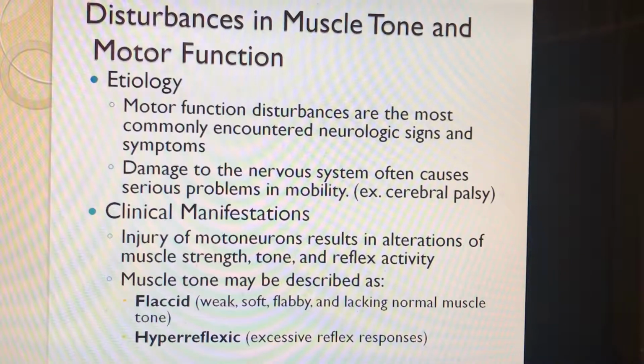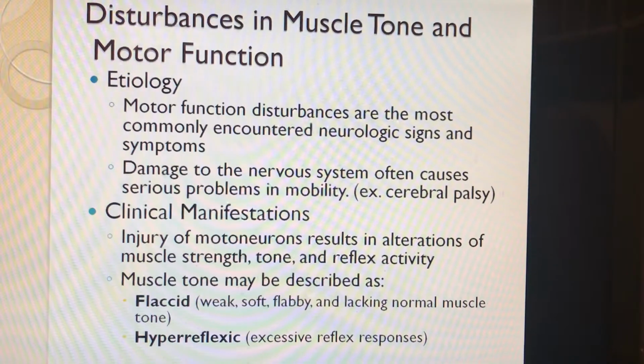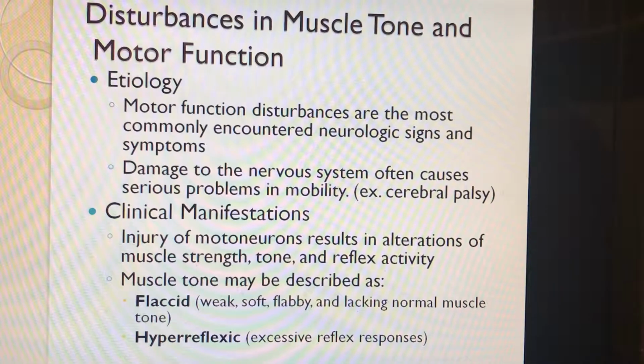Next is disturbances in muscle tone and motor function. So motor function disturbances are the most commonly encountered neurologic signs and symptoms. So this is damage to the nervous system that often causes serious problems in mobility. So injury of motor neurons results in alterations of muscle strength, tone, and reflex activity. Muscle tone can be described as flaccid or hyperreflexic. So with flaccid, they're going to be weak, soft, flabby, and lacking normal muscle tone. And with hyperreflexia, it's going to be excessive reflex responses.